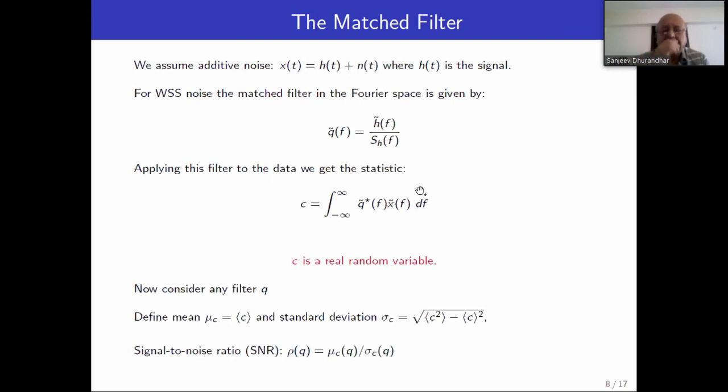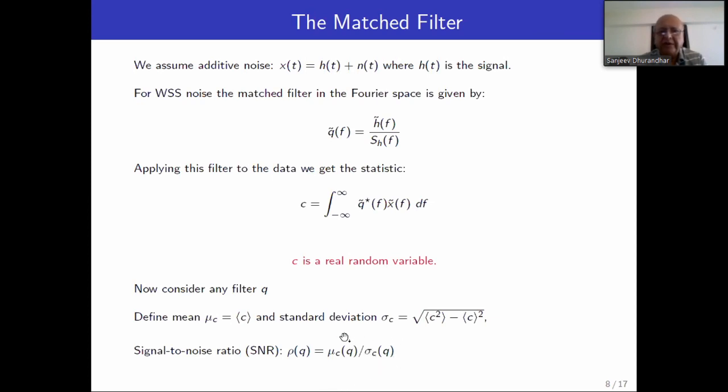linear process on x of t, or just x of t expressed in a Fourier basis, if you like. So this is a random variable, and so is C. You take the mean, which is mu of C, and its standard deviation is given by this particular formula, which you would know: the ensemble average of C squared minus the mean squared. The square root of that is called the standard deviation. If you divide mu C by sigma C, you get what is called the signal to noise ratio. So this is the signal divided by the noise.